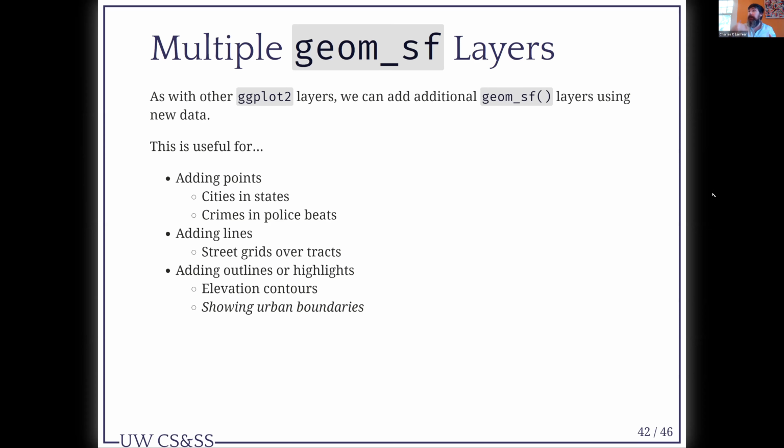You can just keep adding them on top of each other if you have more data to put onto it. You don't have to merge it into the same data frame. We can just give it a new data frame, okay? This is really useful for doing things like maybe you plot a bunch of polygons, be they precincts, tracts, states, but then you want to do things like add points on top of them. Maybe you want to show where cities are in all the states. Maybe you want to show where crimes are in police beats, something I do all the time.